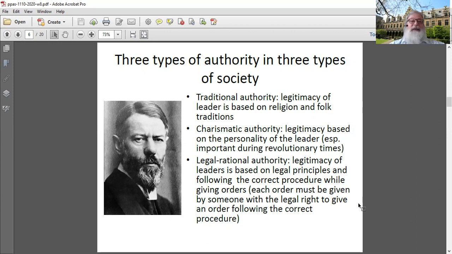The second type of authority that Weber identified was so-called charismatic authority, where legitimacy is based on the personality of the leader. And this is especially important during revolutionary times when traditional, or as we will see in the next instance, legal authority breaks down and somebody seizes control through the power of their personality, their persuasiveness. And a really good example of this from way back in history is a fellow in France named Napoleon Bonaparte. The French Revolution had destroyed completely almost all public respect for the religious and traditional roots of authority and legitimacy in French society.